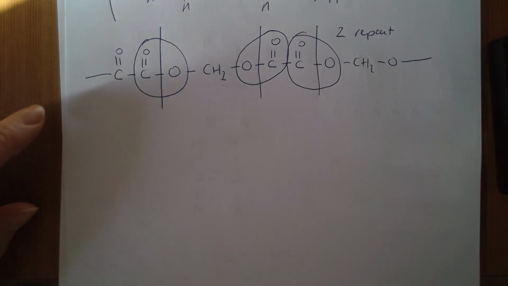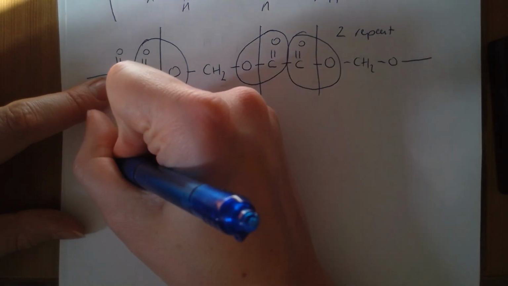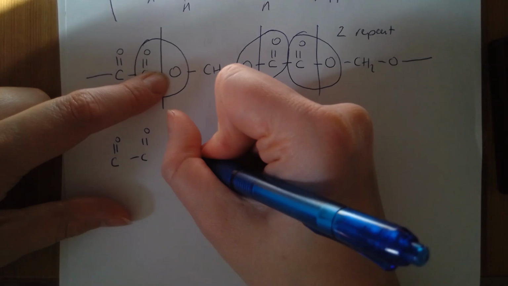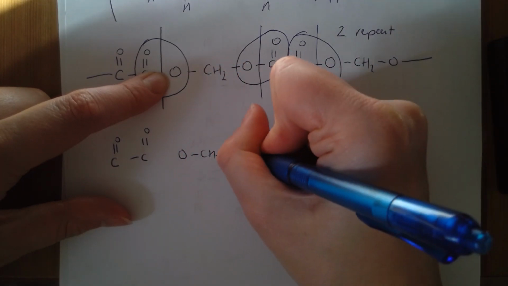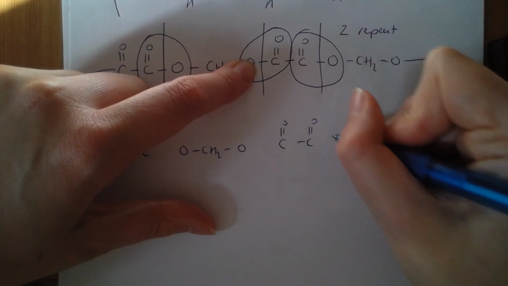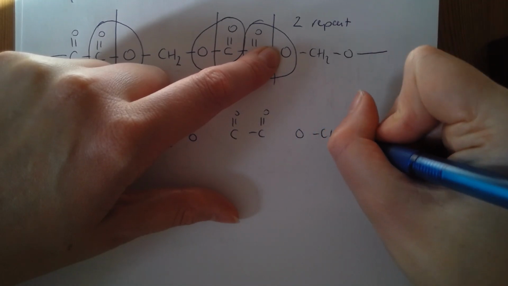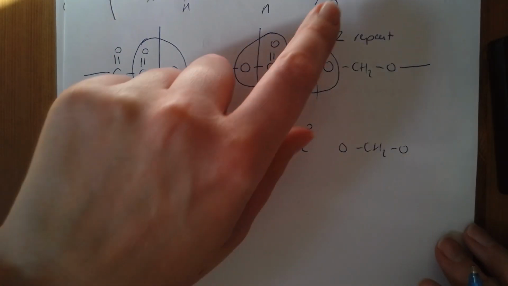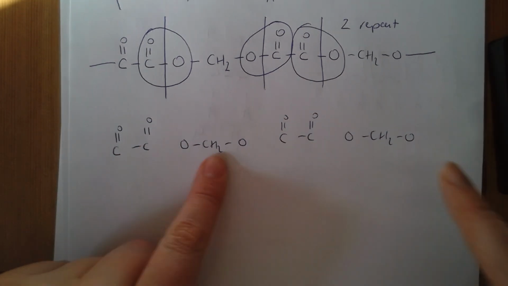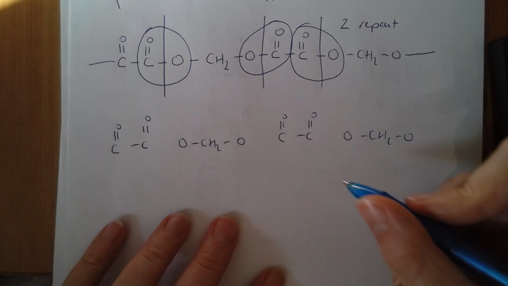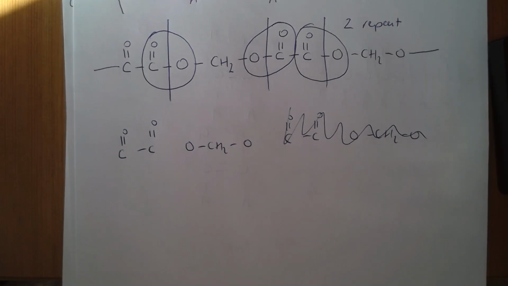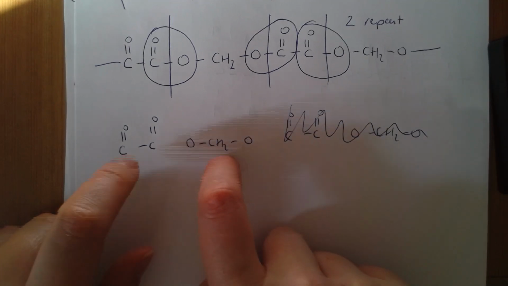And then I can draw out my little fragments. If I break that bond, I'm left with a C double bond O, C double bond O. Then this fragment is an O, CH2, going to an O. And this fragment, C double bond O, C double bond O, and then my final fragment is O, CH2, O. Now, because I had 2 repeat units, I've just drawn the same thing twice. I don't need to do it twice, I would just need to do it once. So I'm just going to rub this out. It's not wrong, but you don't need to draw it twice. And these are the fragments that I'm left with.